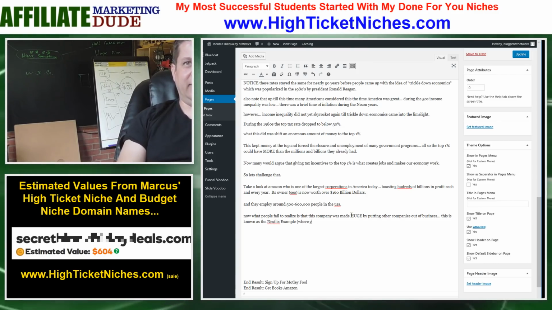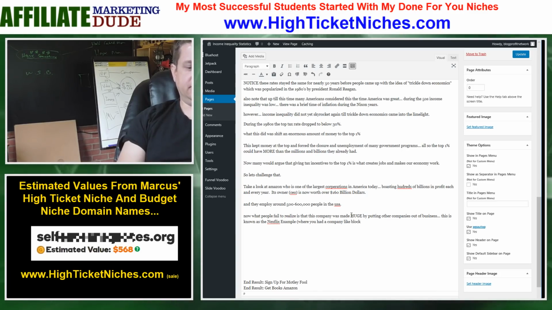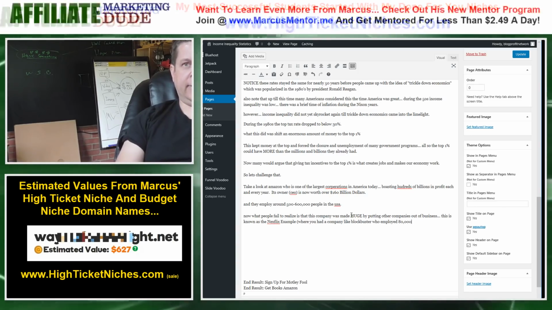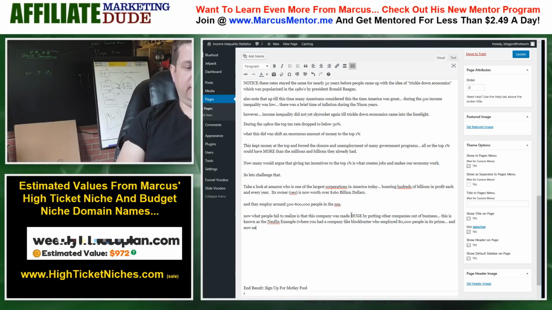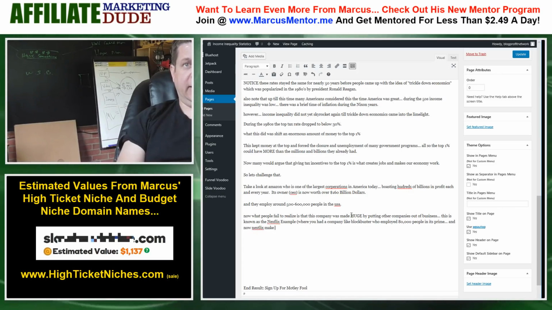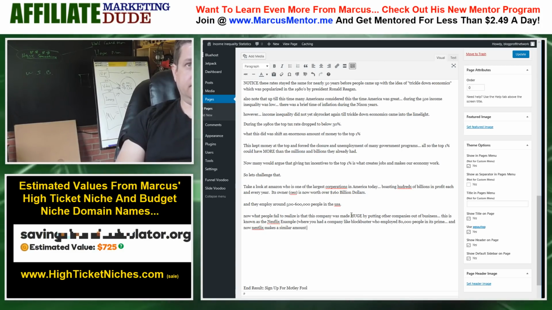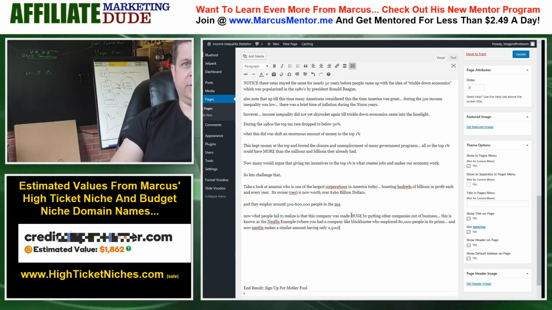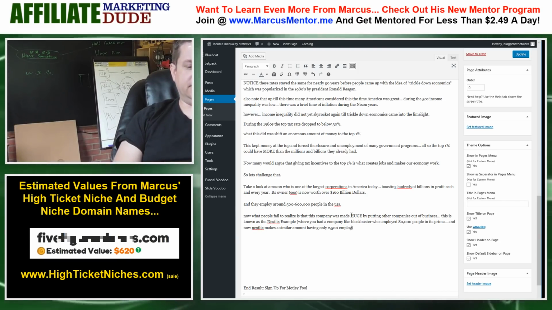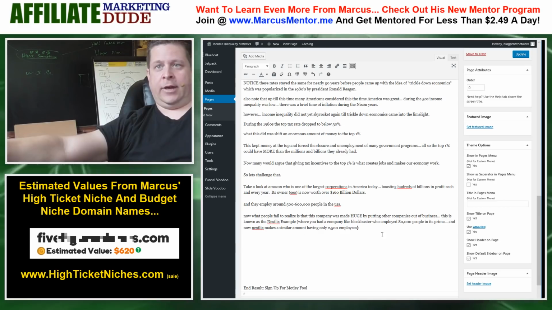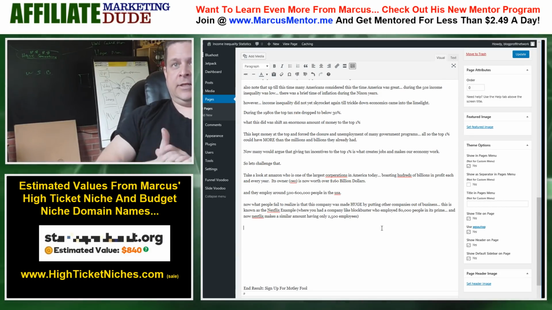The Netflix example, where you had a company like Blockbuster who employed 80,000 people in its prime. And now Netflix makes a similar amount, having only, I think, 2,500 employees. And we could always fact check ourselves later. So really cool. That's the example there. So we can see that this is not exactly true.